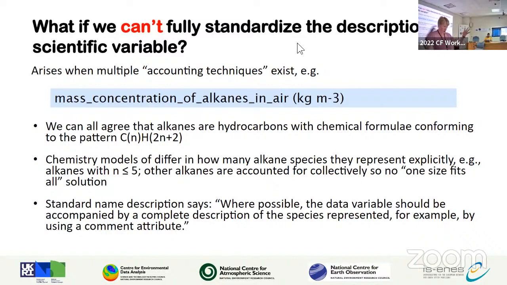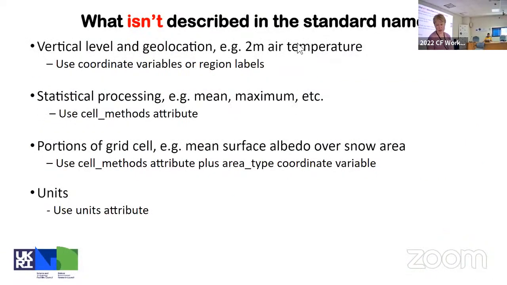So we say we're just talking about alkanes, we know what they are, but then in the standard name description, it will say, please, where possible, put a comment attribute on your variable and say what you actually did. Because what you did might be different from what somebody else did, and we don't know what you did. If you want your data to be useful to other people, please just tell us. And there are places where you can do that in the CF metadata. So again, we're following the science really by doing this.